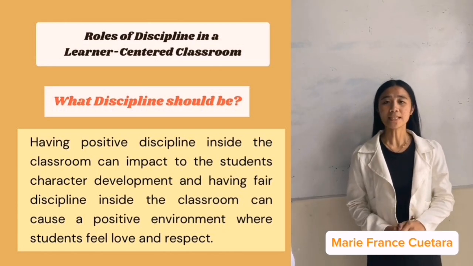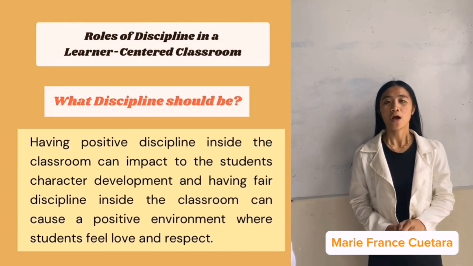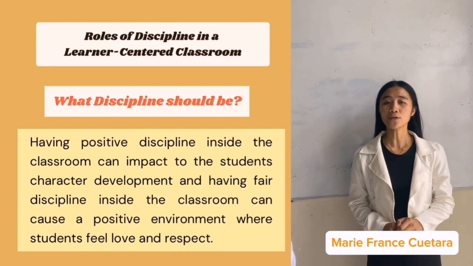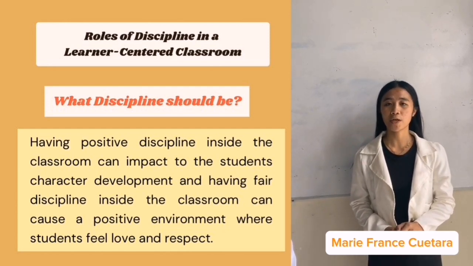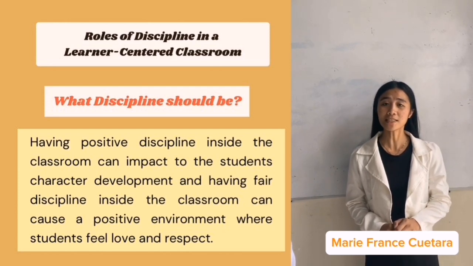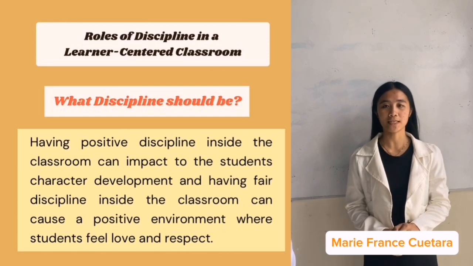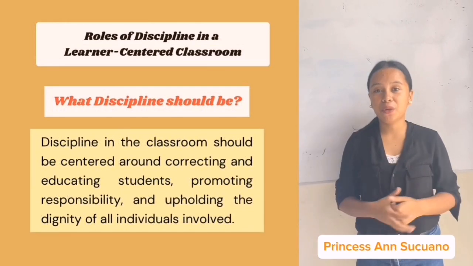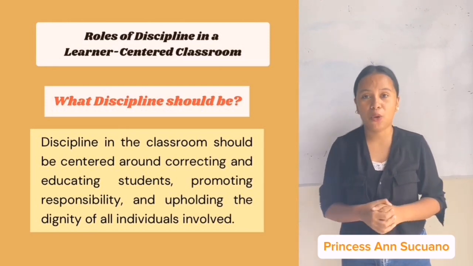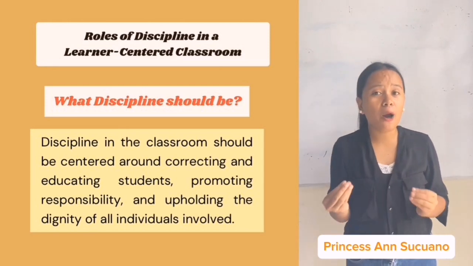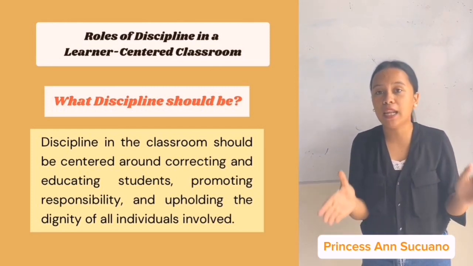Overall, discipline in the classroom should be centered around correcting and educating students, promoting responsibility, and upholding the dignity of all individuals involved. This approach fosters a positive and conducive learning environment where students can thrive academically and personally. As we know, discipline will always start inside the family, with the parents, of course. So it will always impact how parents discipline their child. It will always impact the child's life environment.